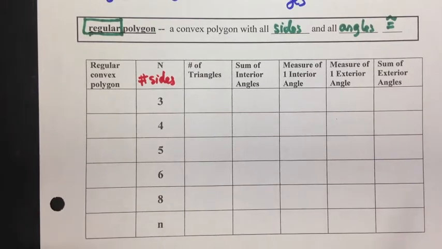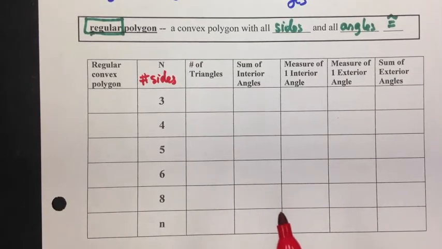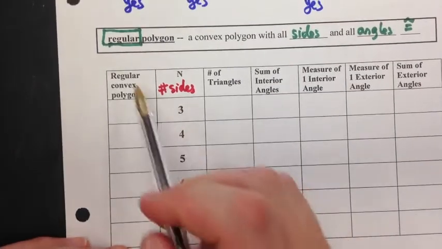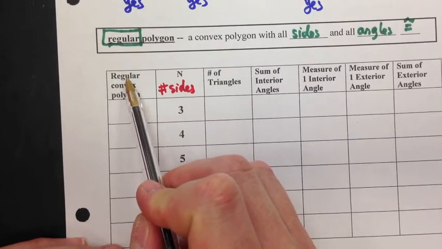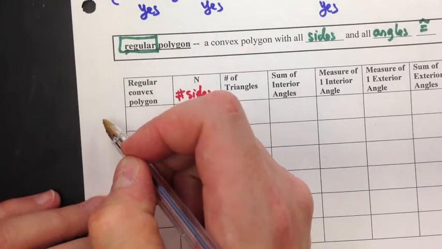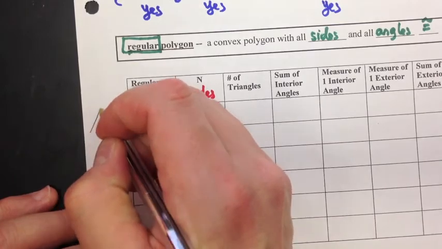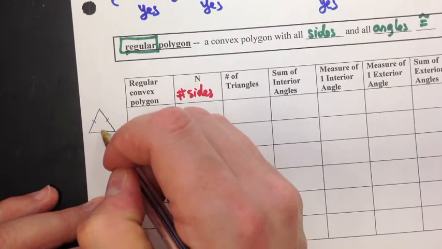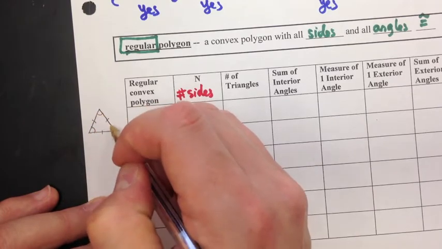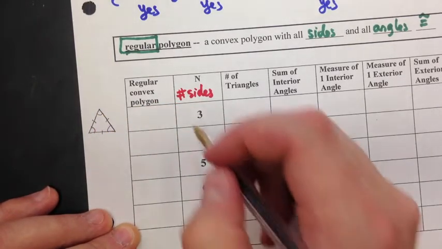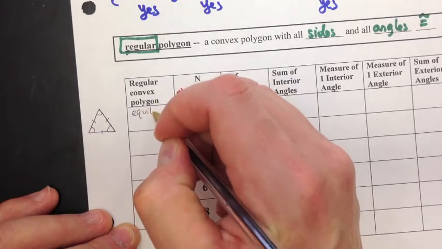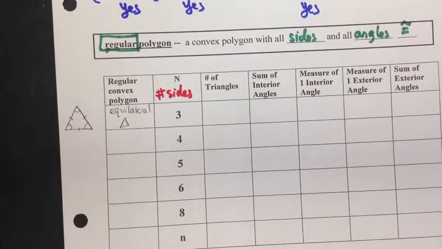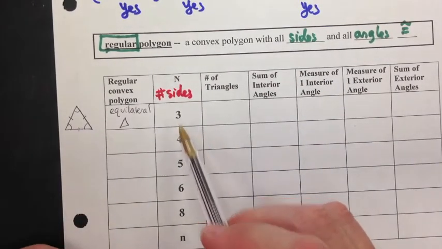The first one we're going to start with, the most basic polygon we have, is a 3-sided polygon, which is what we call a triangle. Now, if it's regular, all the sides are congruent. We're going to draw this on the side. All the sides are congruent, all the angles are congruent. Well, we have a name for that. That is an equilateral triangle. The number of sides is 3.